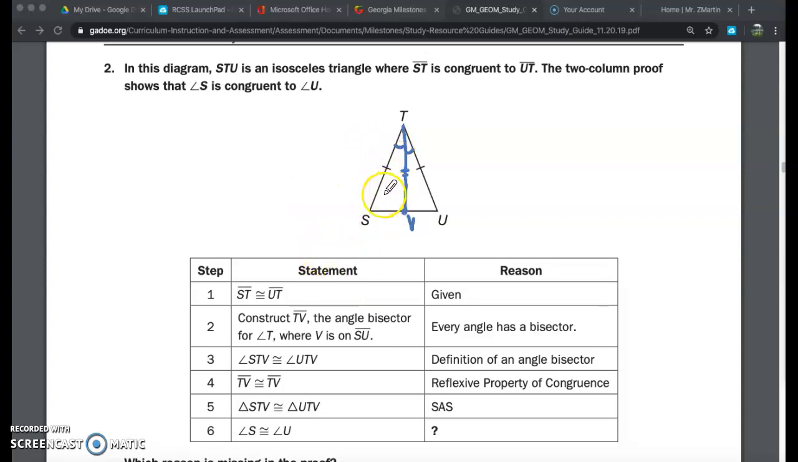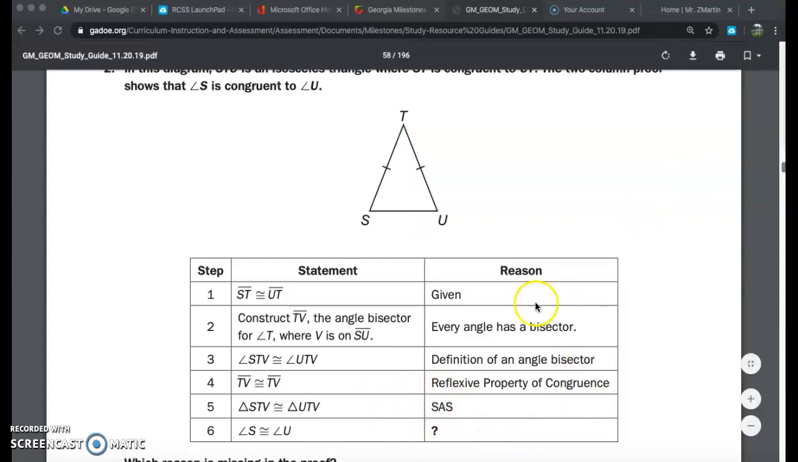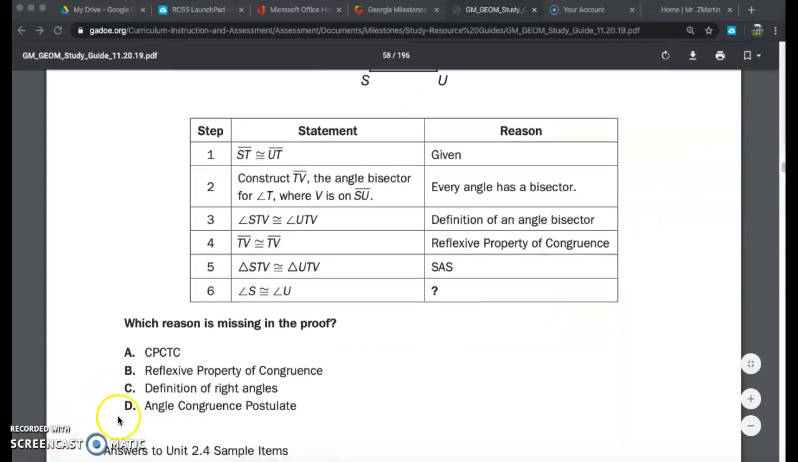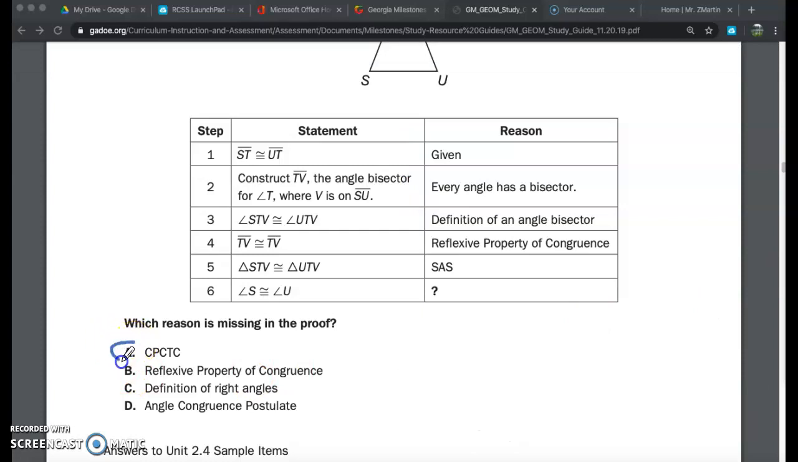So I know that these two triangles are congruent by side, angle, side. Well, when we know that triangles are congruent, how can I show that particular parts are congruent? Corresponding parts of congruent triangles are congruent, and that's a capital T right there. Anytime you've proven triangles congruent, the very next step is typically going to be CPCTC. I love CPCTC, and look at that, it's right there for us to select. Let me get rid of that other stuff. The answer is letter A.